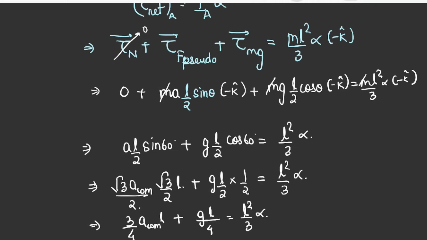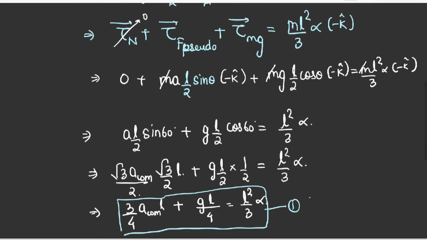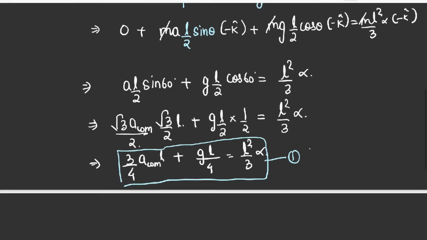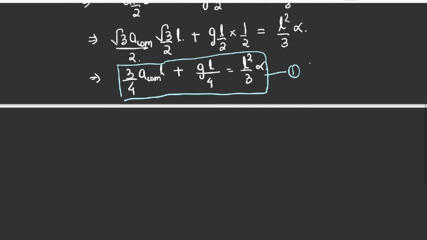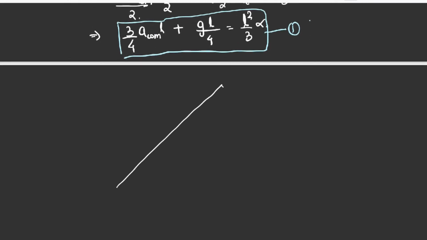But the problem with this equation is that I have ACM and I also have alpha, and I don't know either of them. So I need to get a relation between ACM and alpha. So how will I find it? This is one of the most important concepts here that we need to understand. If I observe with respect to A, then with respect to A, this point has an acceleration called A relative, that's going backward with respect to me, and it has an acceleration ACM.